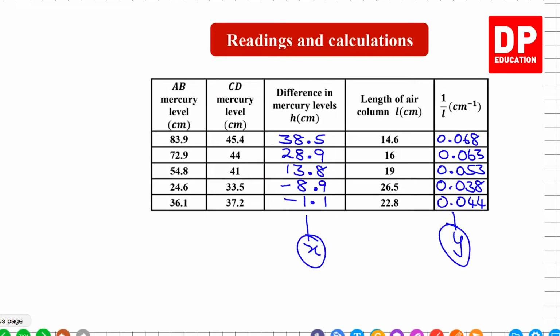See, the x-axis goes from minus 8.9 to 38.5. So let's take minus 10 to plus 40. Let's see how we can plan the scale. Also, if you look at the y-axis, 0.038 is the minimum and 0.068 is the maximum. We have to plan it now.